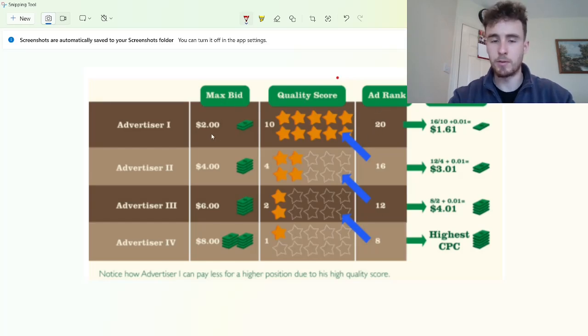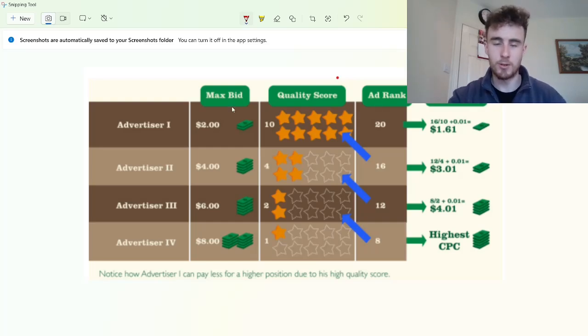Using this simple formula, where you multiply your maximum bid by your quality score, will give you an ad rank score, and the higher your ad rank score, the better it will determine where you actually appear on the page and also your cost per click as well. And this was exactly how ad rank was determined before. It was simply your max bid multiplied by your quality score, which would give you an ad rank score, and this was how Google would decide who gets each position on the page.